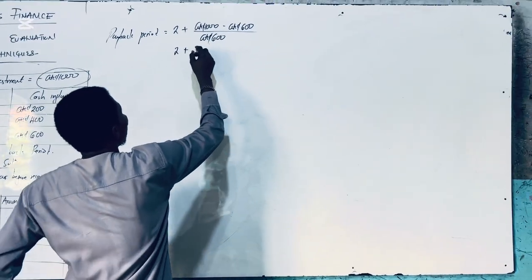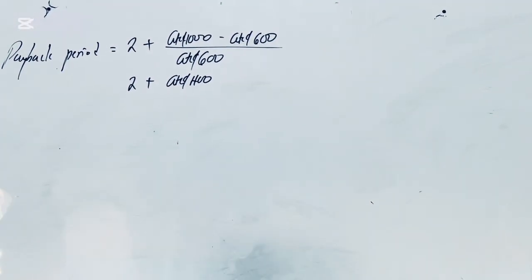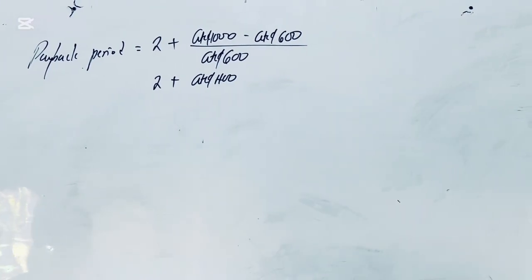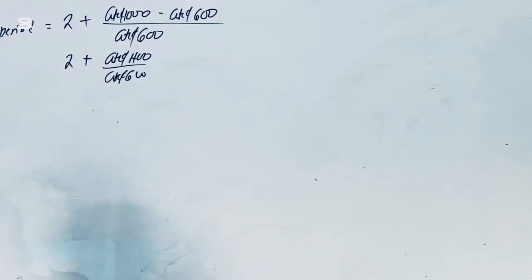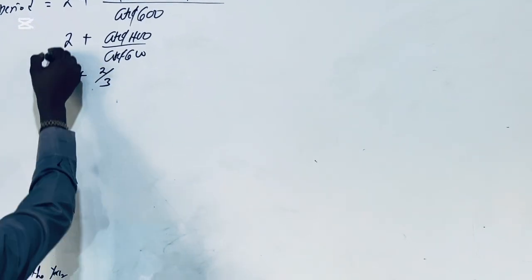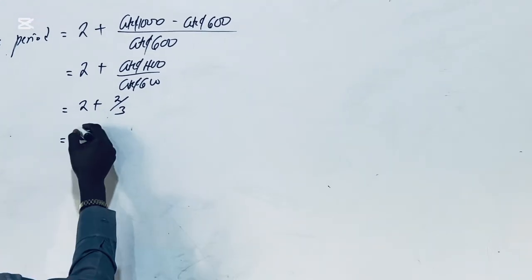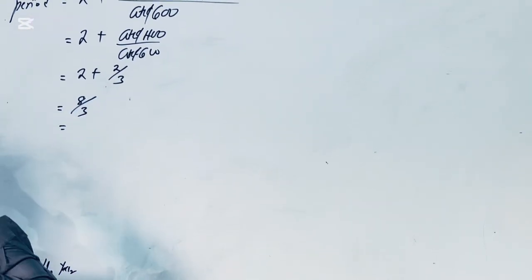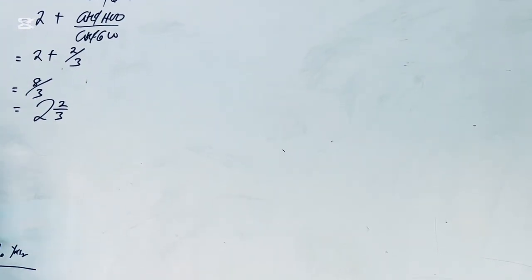So we have 400, because 1,000 minus 600 will give you 400. And we have our 400 divided by our 600, which will give us 2 over 3. So 2 over 3 plus 2 will give us 8 over 3. In decimals, we say 2.666. We can leave our answer as a mixed fraction, which is 2 whole number, 2 over 3 years.